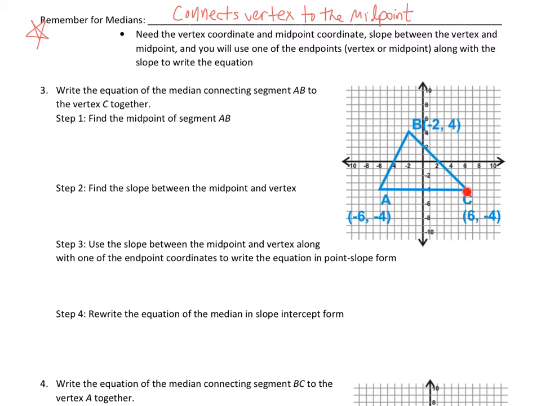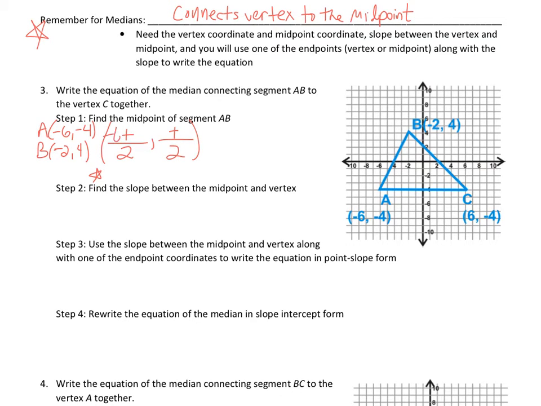So here's our vertex. We need to find the midpoint of side AB, and that's our first step. So find the midpoint of that opposite side. Since we've already done one midpoint equation together, I want you now to find the midpoint between A and B.